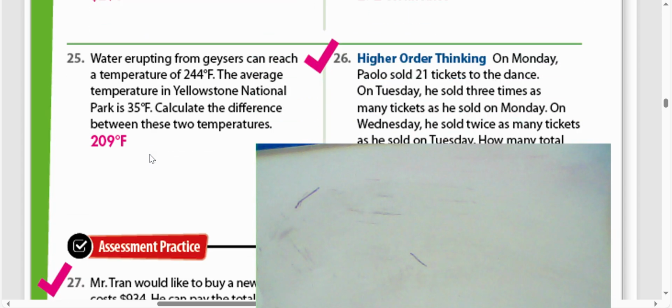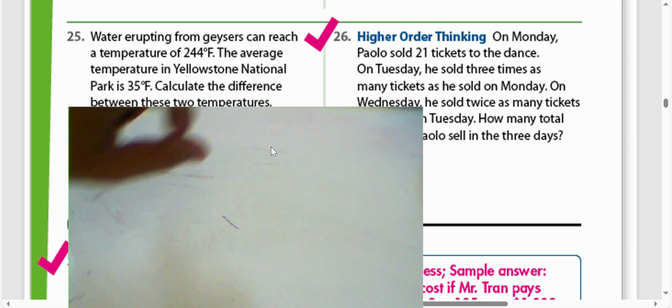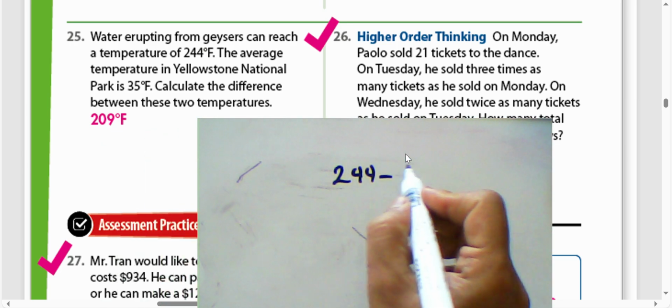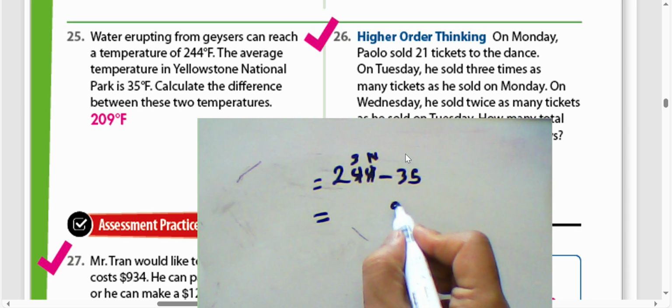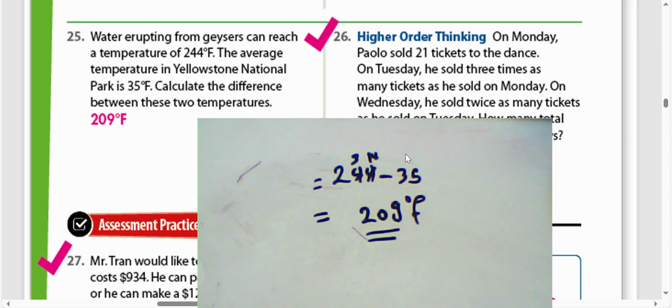Next question. Water in New Jersey can reach a temperature of 134 Fahrenheit. The average temperature in Yellowstone National Park is 35 Fahrenheit. Calculate the difference between those 2 temperatures. We can find the difference between 2 numbers. Take the steps here. 244 subtract 35. 4 minus 5, we can't do it. 14 minus 5 equals 9. And 3 minus 3, 0. And write 2. The result will be 209 degrees Fahrenheit.